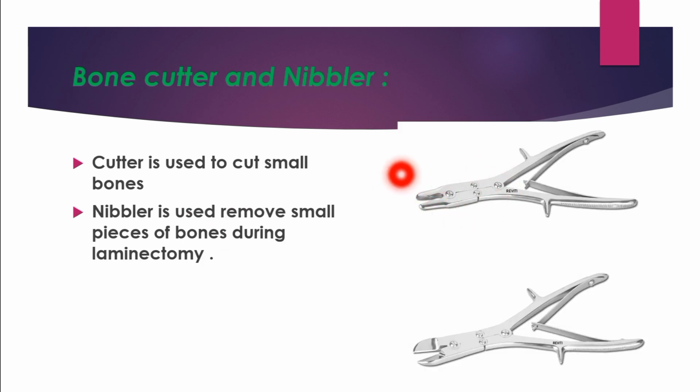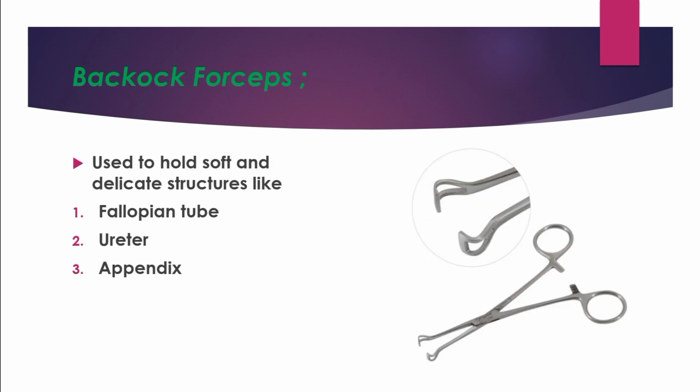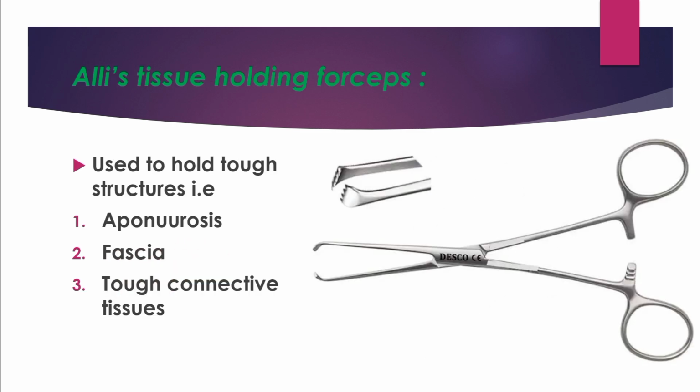This one is a bone nibbler, and the second one is the bone cutter. So the bone cutter is used to cut the smaller bones, and the bone nibbler is used to remove smaller pieces of bone during the laminectomy. These are the bulldog vascular clamps, and they are of different sizes, and they are used for the temporary occluding of the blood vessels during the vascular surgeries, and they are also used during the organ transplantation to prevent the excessive bleeding, and they clamp the blood vessel. This one is a Babcock forceps, and the Babcock forceps are used to hold the sharp and delicate tubular structures like fallopian tube, ureter, and the appendix.